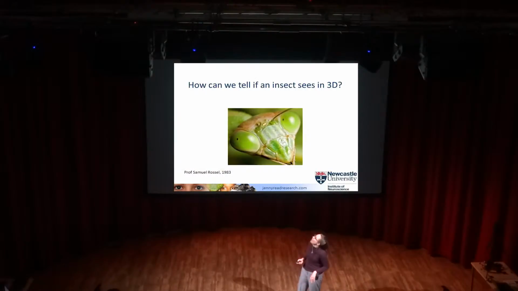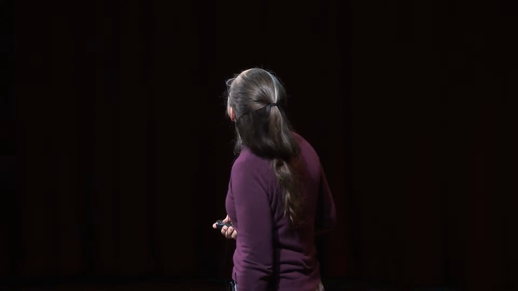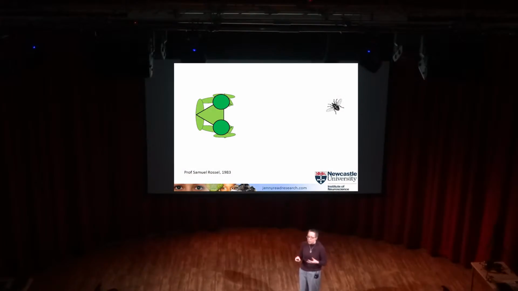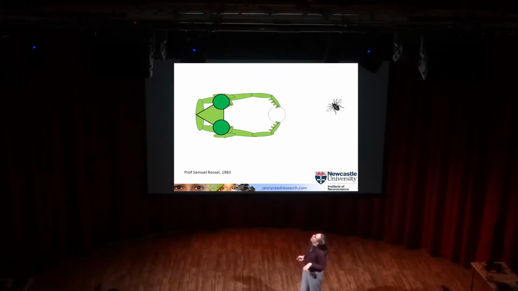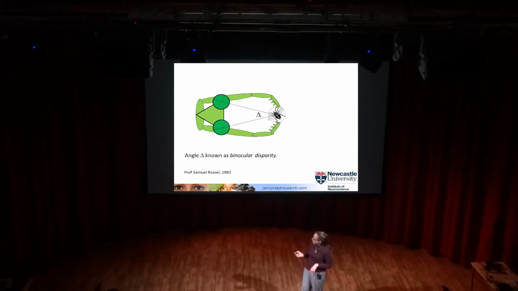So right about now, people tend to ask me, how can you possibly say whether or not an insect has 3D vision? So I want to talk a little bit about how we discovered that, and it was actually the work of Professor Samuel Russell in a series of papers beginning in 1983. He used the behaviour of mantises. So praying mantises are ambush predators. They just lie in wait, very still, camouflage, trying hard to look like a leaf or something. And then when their prey comes within their catch range, they strike out with their spiky forelegs and grab it really quickly.